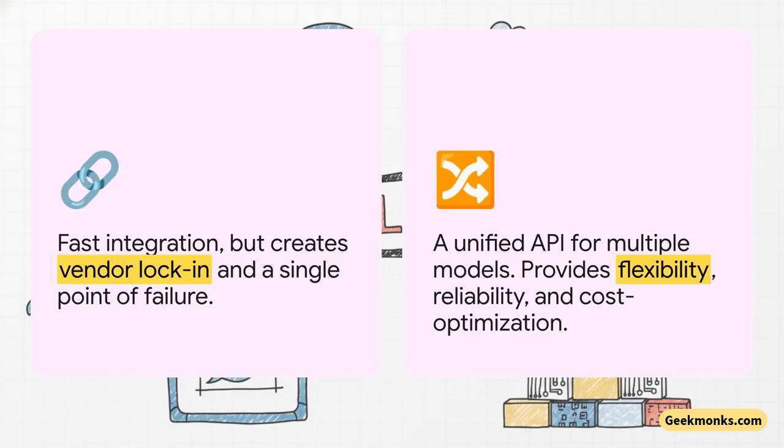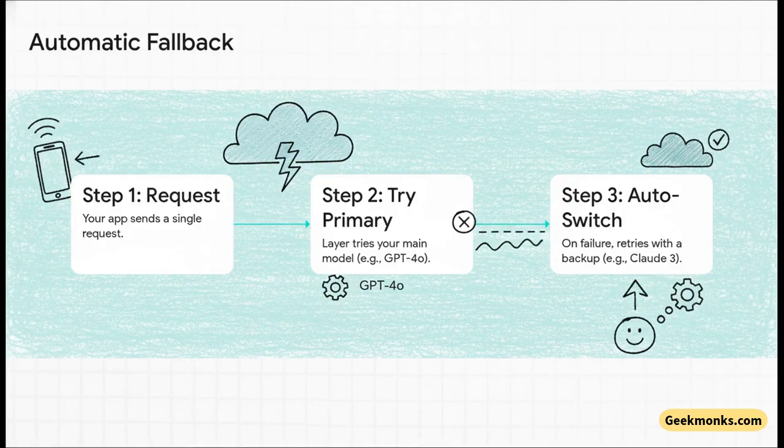The more professional approach, especially for production systems, is to use an orchestration layer. The best way to think about this is like a smart router. It's a middleman that sits between your app and all the different model providers out there. And here's a perfect example of why this is such a game changer.